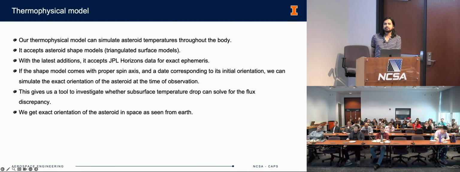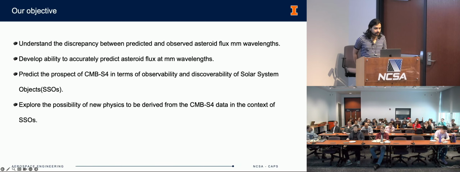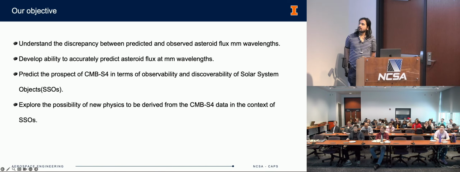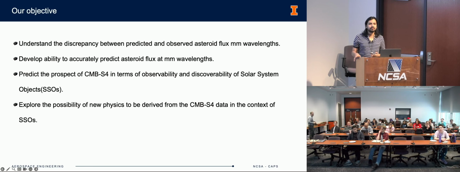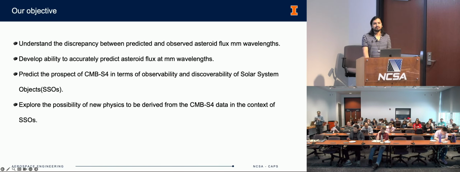So we have a thermophysical model that, yes? Sorry, if you go back to your previous slide, I'm assuming that the problem of figuring out the discrepancy in the two temperatures and the prospect of CMB-S4 in terms of discoverability of solar system objects, those are two separate problems, is that right? Yes, they are. But I'm keeping them one after the other because if we don't understand why there is the flux deficit, we won't be able to properly predict how things are going to look. So maybe the predicted flux says you can observe this, but actually the flux is much lower and you cannot even see that thing. So that's a problem. I understand the connection now, I think.